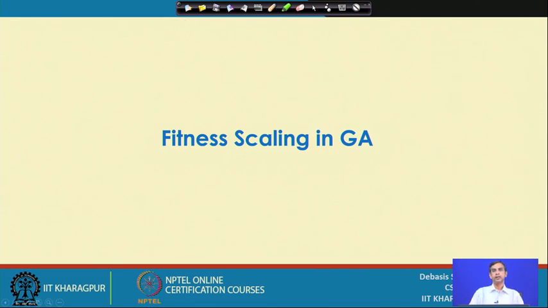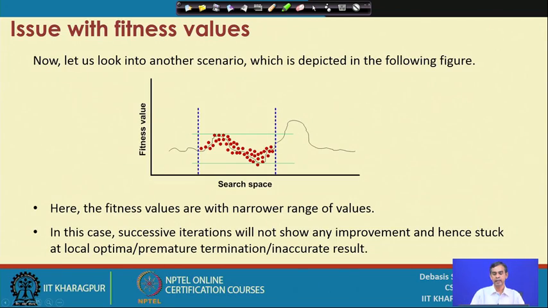Now, we have learned about the different operations, in particular operations related to reproduction. There are a few issues related to fine tuning the GA operations. One issue is fitness scaling, and we will discuss the different techniques in the fitness scaling approaches. The idea of fitness scaling is obtained from a situation, which can be explained like this: suppose at any instant of the search, these are the solutions available.